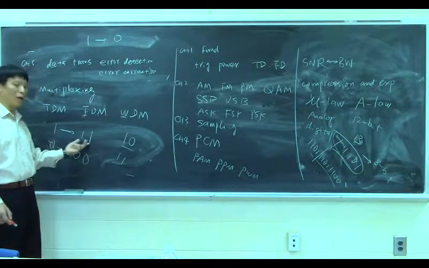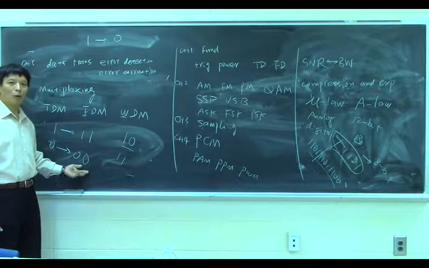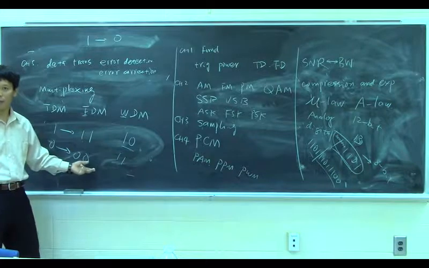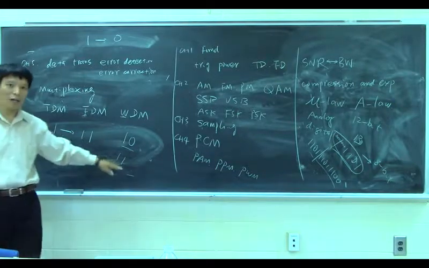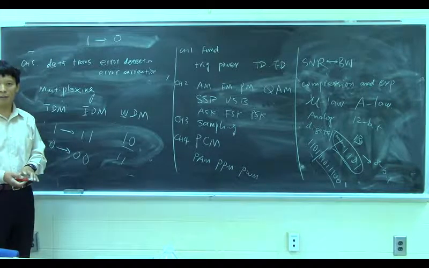You received 1, 1. Maybe it is 1, 1 correctly transmitted. Maybe it's 0, 0, both transmitted incorrectly. So you don't know that. So this one has error detection capability. Does it make sense?